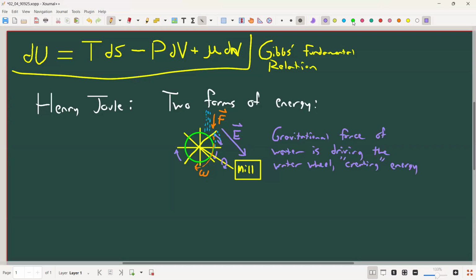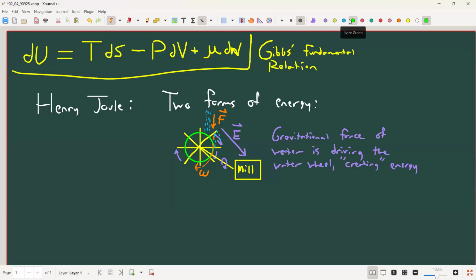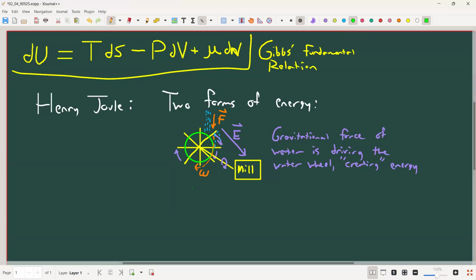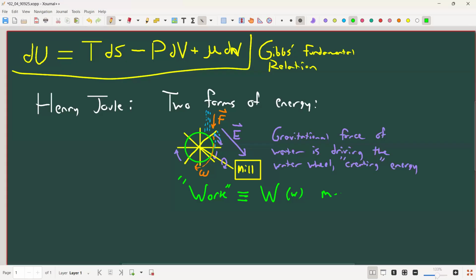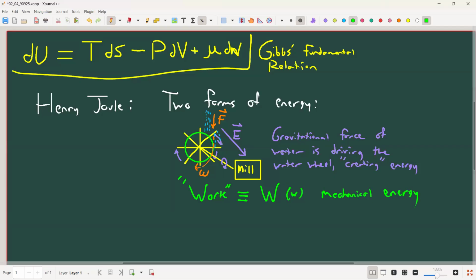Right? So he says, okay, well, I can do this process in the mill using this mechanical energy, which he labels work. So the term for this type of energy is called work. We label it W, sometimes lowercase w, which is just mechanical energy, right? We are using Newtonian type forces, pushing and pulling, to transfer energy and generate energy as work.